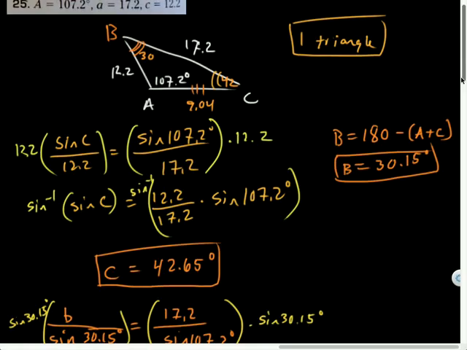Today, foreshadowing today's lesson, we're going to talk specifically about what happens when we have two triangles and I want to solve for both cases. That's what we're going to be looking at today.